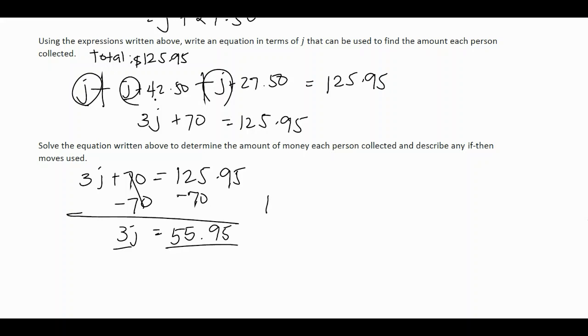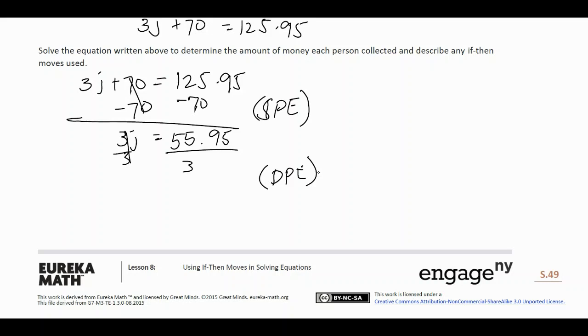Okay, so wait. We used SPE here. So 3, divide both sides by 3 and by using DP. So 55.95 divided by 3 is going to be 18.65. But this is just for Julia though, right? This is just for Julia.